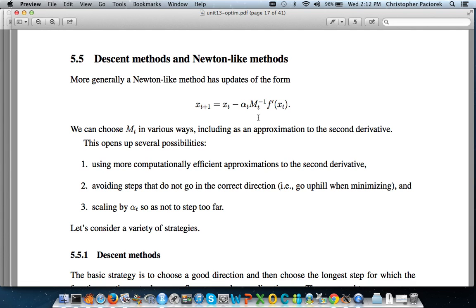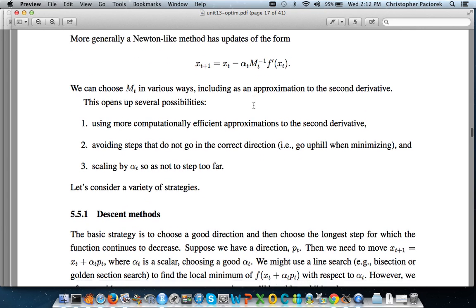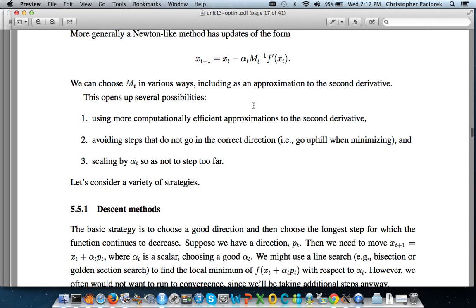But we're still going to make use of the gradient, so in some ways it's going to look similar to what we've already been doing. Roughly speaking, the gradient's going to tell us what direction to go so that we're going downhill to do the minimization. This matrix M is basically going to allow us to adjust that direction, and the alpha is going to allow us to adjust how far we walk in a given direction. Okay, so that's the standard template that we're going to think about here.